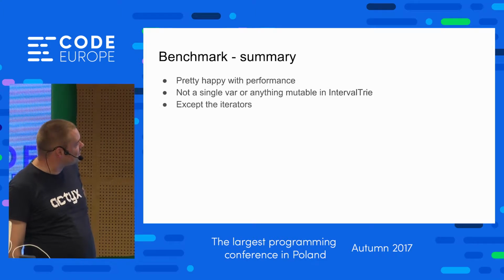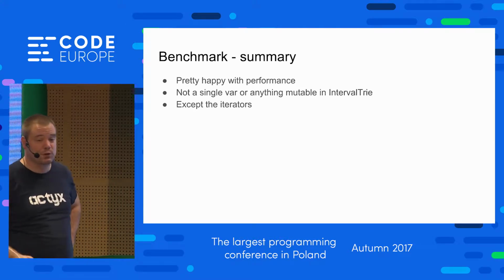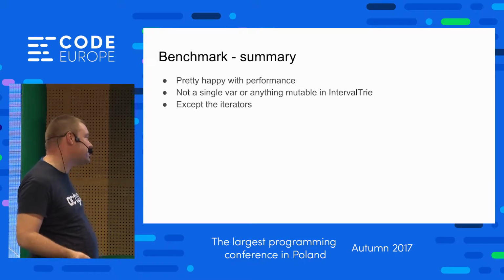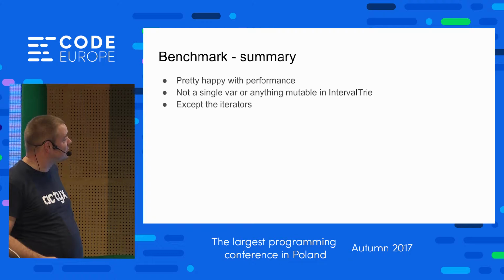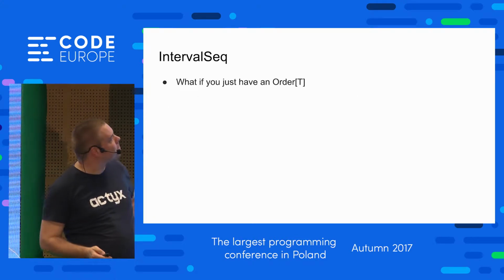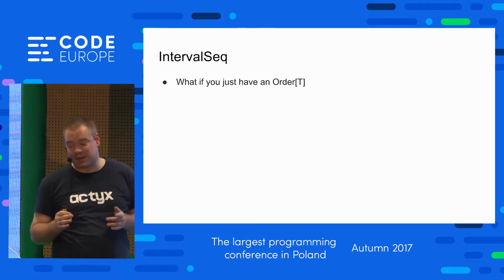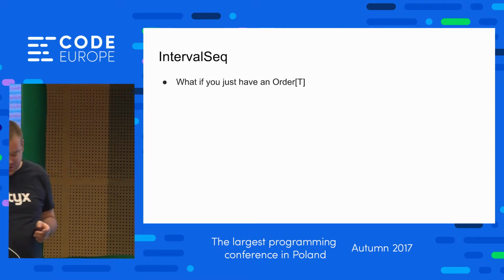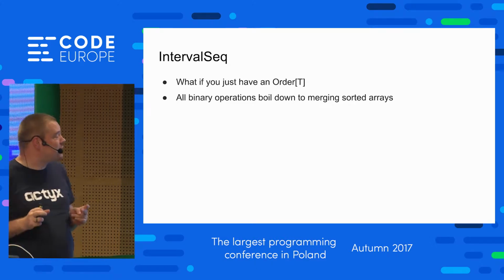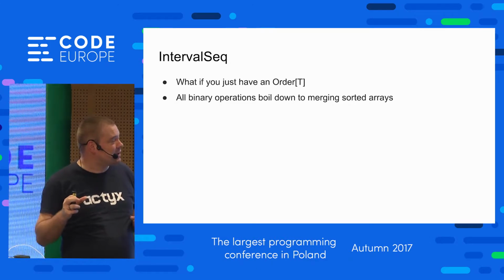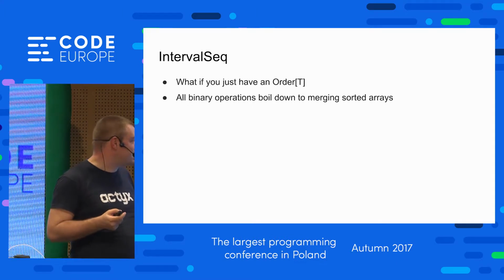Okay, so the summary is that everything inside of this data structure and the algorithms is immutable. There is not a single var, except in the iterators, which are non-functional by definition. Nevertheless, the performance is pretty good. But as we've seen, there's this other approach that we could take, basically just flat arrays. For that, all binary operations are nothing more than merging sorted arrays. So let's take a look.